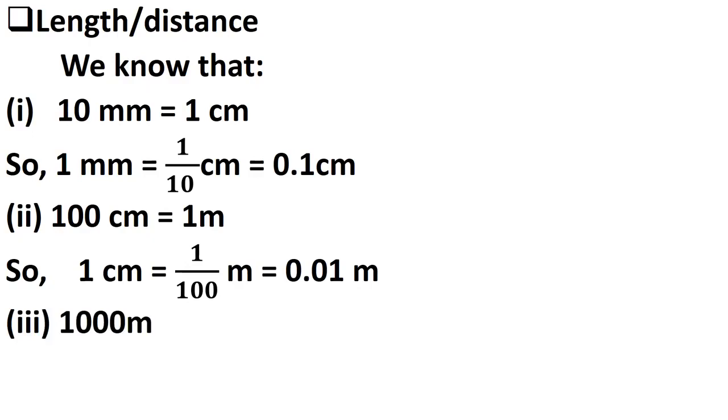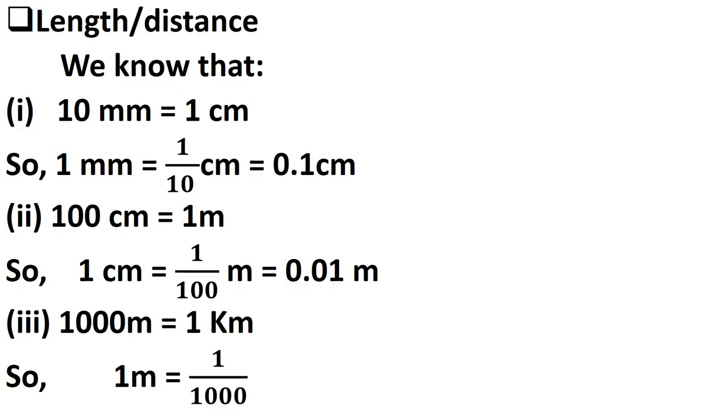Third case is meter and kilometer. When we have to convert meter into kilometer, we know that 1000 meter equal to 1 kilometer. So 1 meter equal to 1 upon 1000 kilometer. Now 3 zeros are here in the denominator. So you will place decimal before 3 digits and unit will be now kilometer.